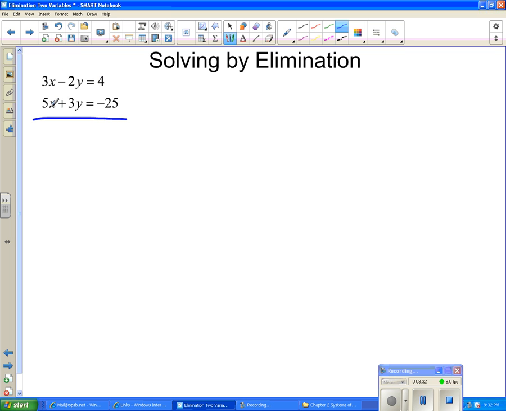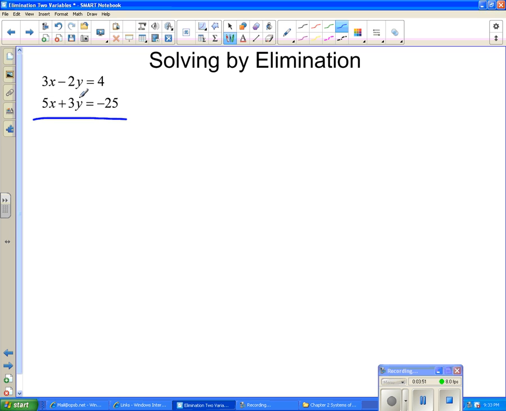My x's don't automatically cancel, neither do my y's. So what I need to do is figure out, first, what variable do I want to cancel? Do I want to cancel my x's, or do I want to cancel my y's? And then once I decide that, I want to create an inverse. So it really doesn't matter which one you choose. Looking at this, I think I might want to get rid of my y's.